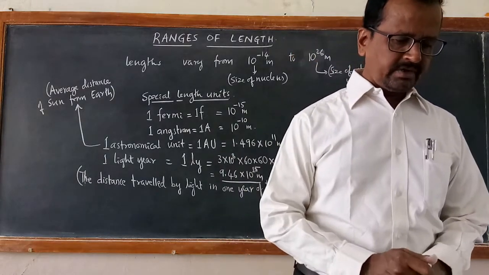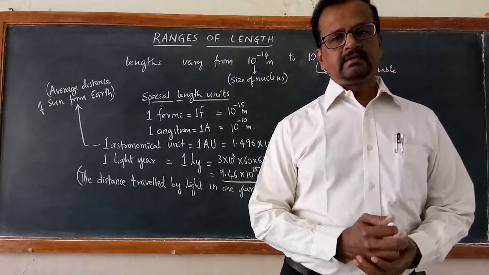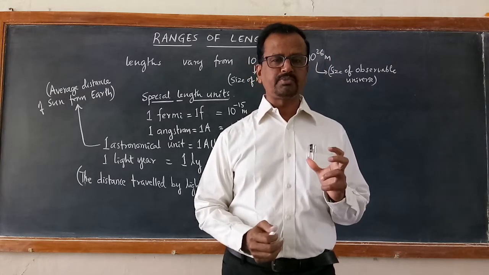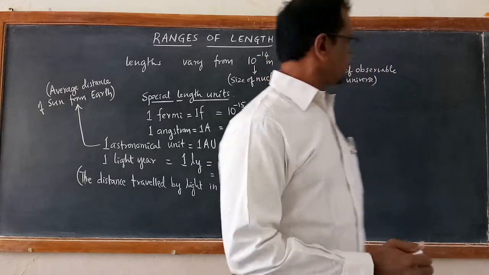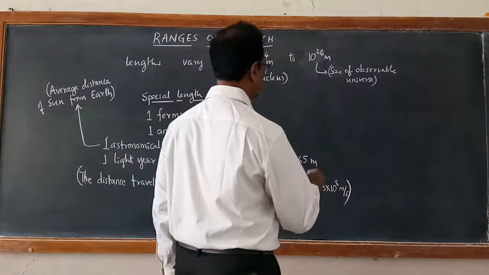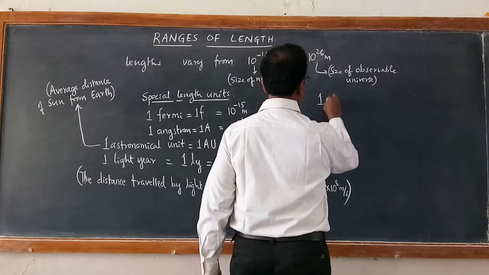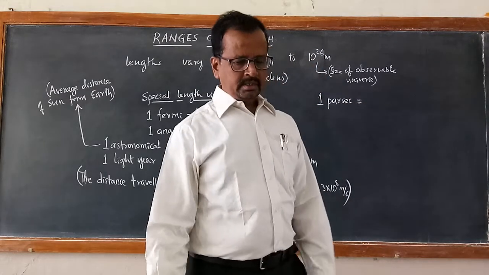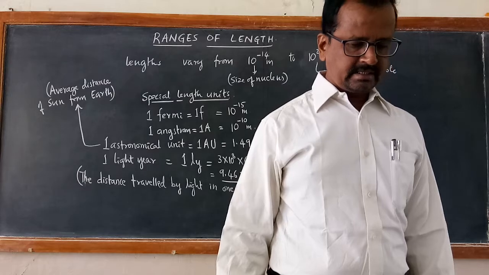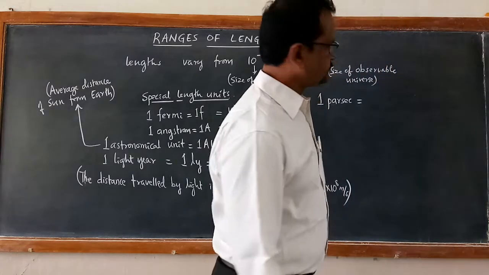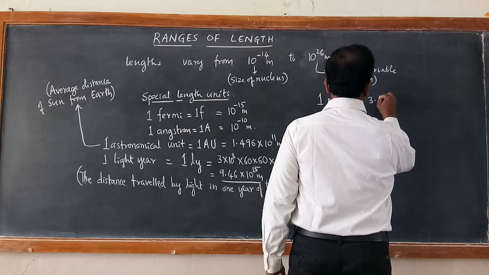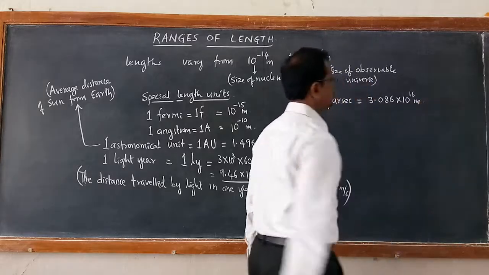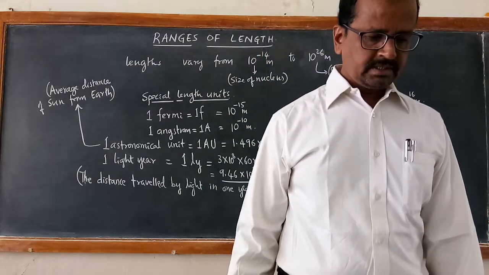And one more larger unit is there. It is called parsec. Light year already you may be knowing about it. In this class you are learning one more special unit. It is called parsec. 1 parsec. What is 1 parsec? I will write here. One parsec is equal to 3.086 into 10 raised to 16 meter.